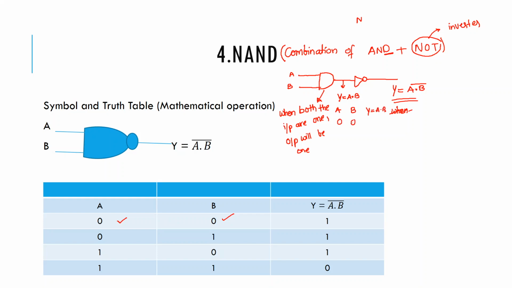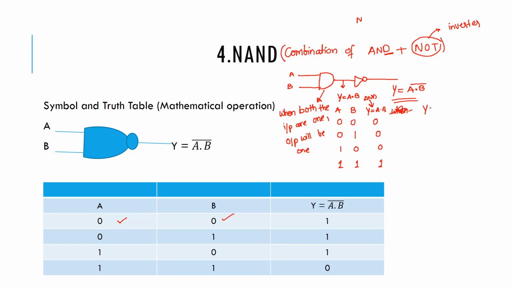Whenever input A was 0 and input B was 0, I was getting the final answer as 0. Whenever input A was 0 and input B was 1, again the final answer was 0. Whenever input A was 1 and input B was 0, again the answer was 0. But whenever both the inputs were 1, I was getting the answer as 1. This was the condition for AND gate.